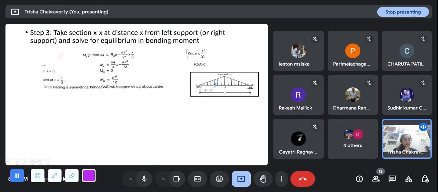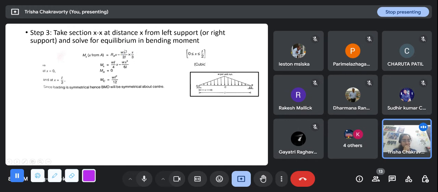So if this is the amount of loading I'm considering, first I have to find the magnitude of the load, that is half into x into this ordinate, and then I have to take this force, that magnitude of force, lumped at the centroid of this triangle. So it will be somewhere here, which is at a distance x by 3 from here and 2x by 3 from A. So this is the lever arm.